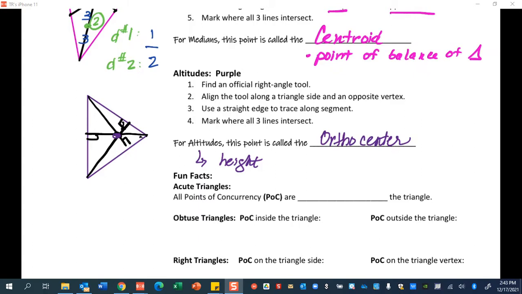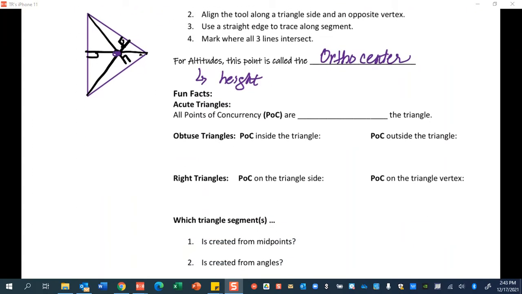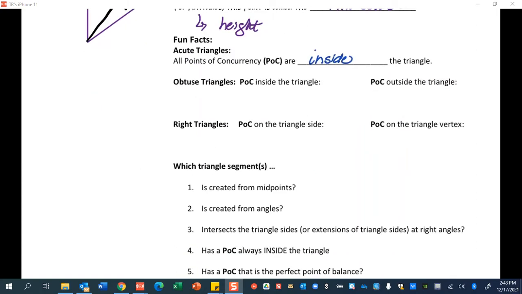A few fun facts for you. If you have an acute triangle, all points of concurrency are inside of the triangle. If you have an obtuse triangle, your altitudes and your perpendicular bisectors, that point of concurrency will be outside. Your medians and your angle bisectors will be inside the triangles.